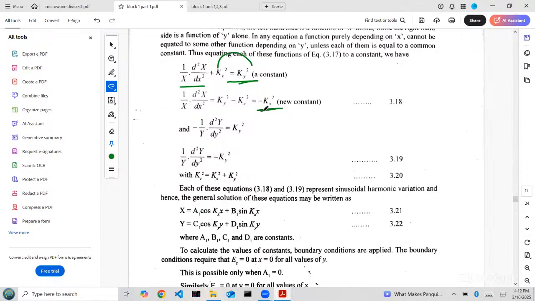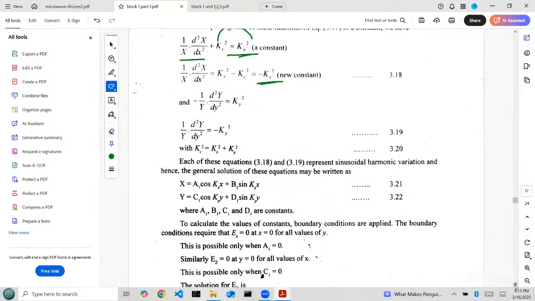After this, for simplification, I am using two equations, the X equation and the Y equation. X equals A1 cos kx plus B1 sin kx. Y equals C1 cos ky plus D1 sin ky. Here I am treating both the A term and the C term as 0. So you have the B term and the D term, and multiply both X and Y.